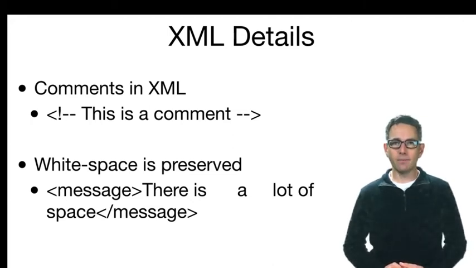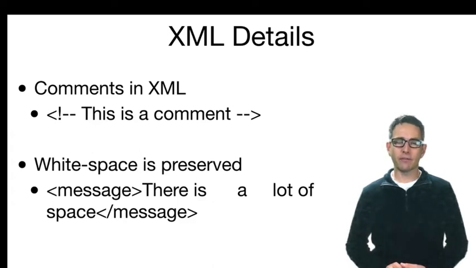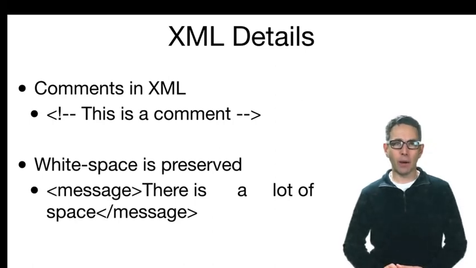In XML, white space between tags is preserved. So for example, in this message example, there are a lot of spaces between the "is" and the "a" and several spaces between the "a" and the "lot". Those spaces are part of the data and they're retained when the XML document is transferred. Any spaces that are outside of the message tag are not part of the data itself.